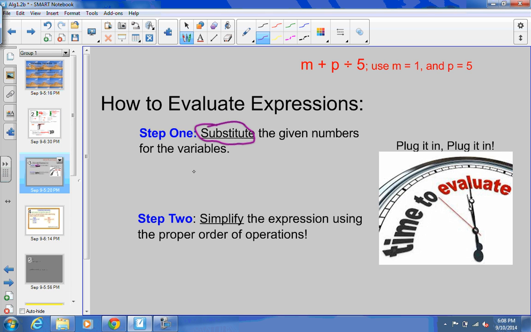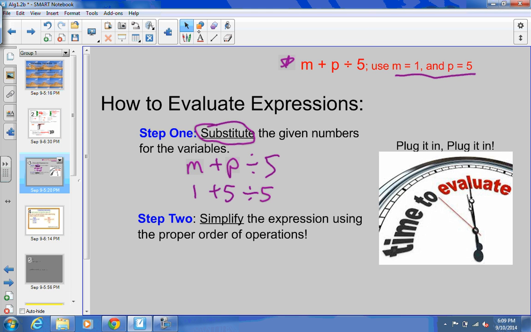So right here we have, taken from up above, m plus p divided by 5. We can't do anything with this until we substitute the given numbers for the variables. So we know that m equals 1 and p equals 5. We're just going to substitute 1 in for m, and you can keep the addition symbol, and 5 in for p, and then keep everything that's left. Now if you look at it, it's in a form that we know how to work with.